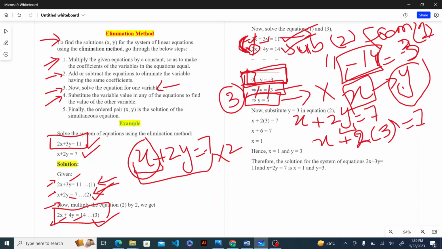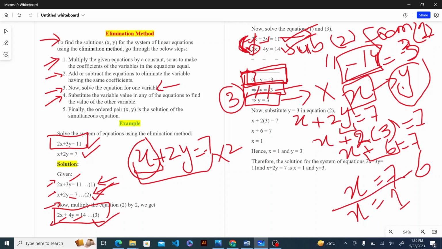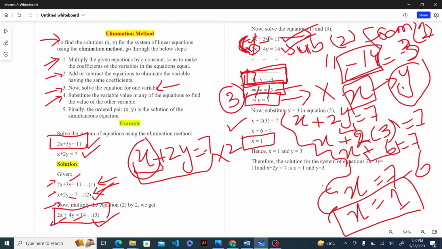So x plus 2 3s are 6 is equal to 7. Here x will remain on this side and 6 will be shifted to the right side. Here the 6 is added to the x, but when it is shifted to the right side, it will be subtracted from 7. So 7 minus 6 is equal to 1. So we have got the value of x as 1. It is written here as well, and I have written it again here for your better understanding.